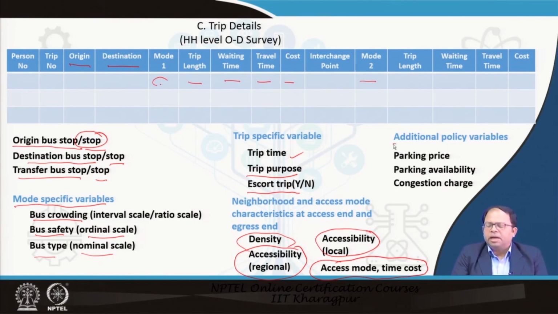Finally, we can also have some additional policy variables which could be part of the travel diary, like parking price in the area where the destination is, or the parking availability, congestion charge along the way. So all these things determine what sort of mode choice behavior a person will have. So that could also be part of the travel diary.